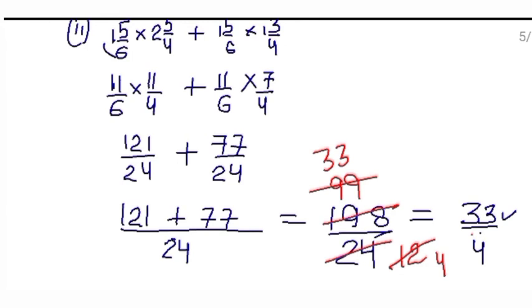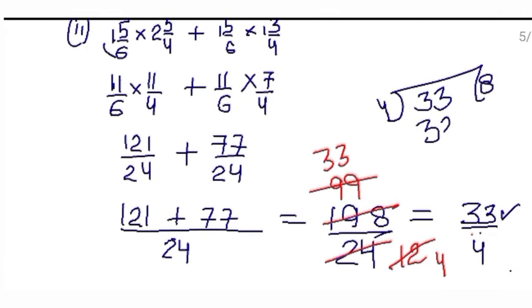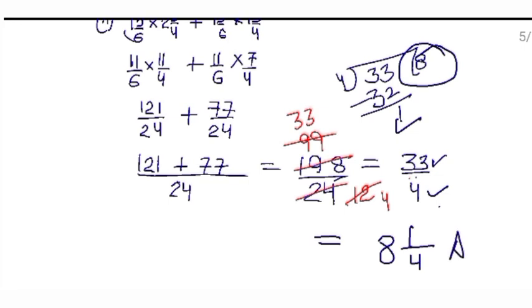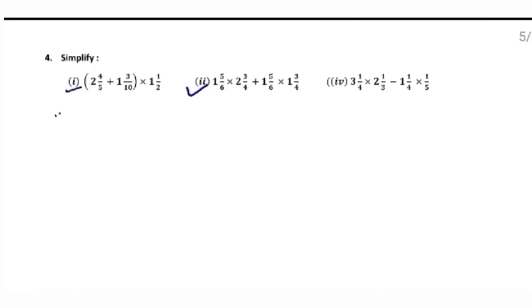Again numerator is greater than denominator, so you can write it in the form of mixed fraction. How would you write it? 33 divided by 4. 4 8s are 32. Remainder is 1. So this can be written as, denominator will remain same, 4. This quotient will become the whole number and this remainder will become the numerator. This is your answer, 8 whole 1 upon 4. Now let's do this fourth part.